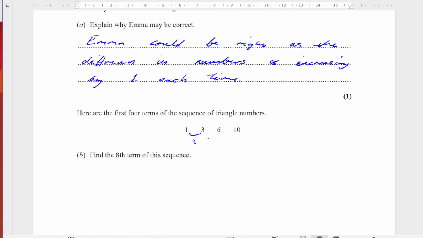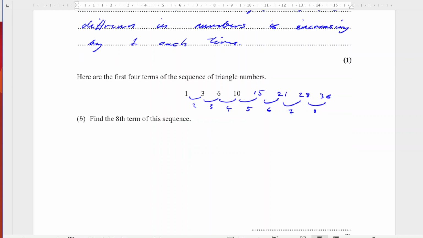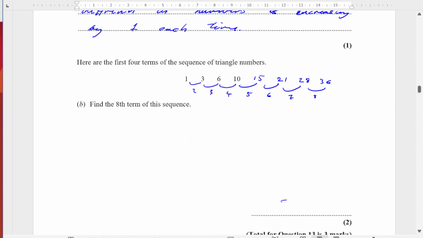Those 2 numbers are going up by 2, those are going up by 3, those are going up by 4. So our next one is going to go up by 5. Our next one is going to go up by 6. Our next one is going to go up by 7. And our next one is going to go up by 8. So the 8th term of that sequence is going to be 36.